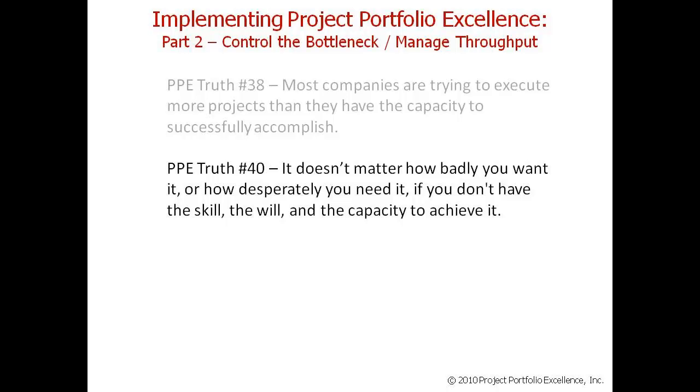This is supported by truth number 40, which states it doesn't matter how badly you want it or how desperately you need it if you don't have the skill, the will, and the capacity to achieve it. Sometimes companies will justify a project simply by saying, "We need it," or "We really want to do this," as if somehow the want or the need is going to magically remove any barriers to success.